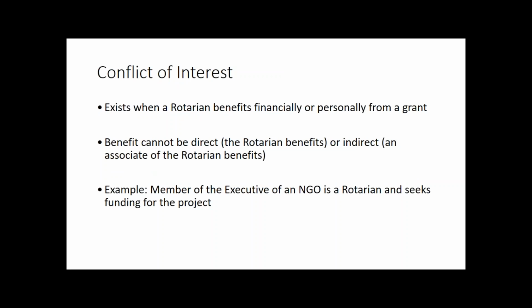When a Rotarian benefits financially or personally from a grant, the benefit can't be direct. Rotarian benefits are indirect, where an associate of the Rotarian benefits. Example: a member of an executive in an NGO is a Rotarian and seeks funding for the project.